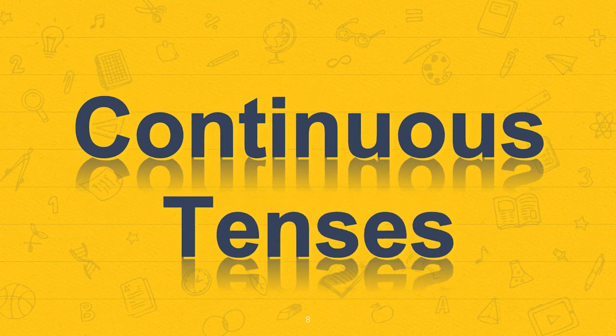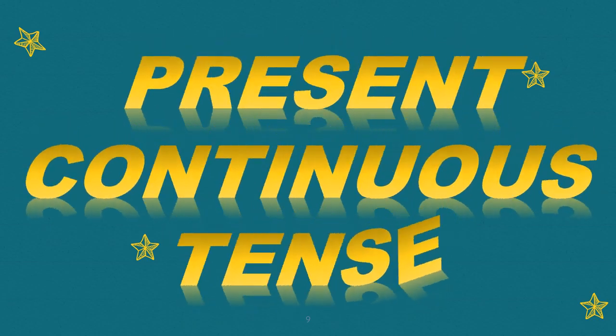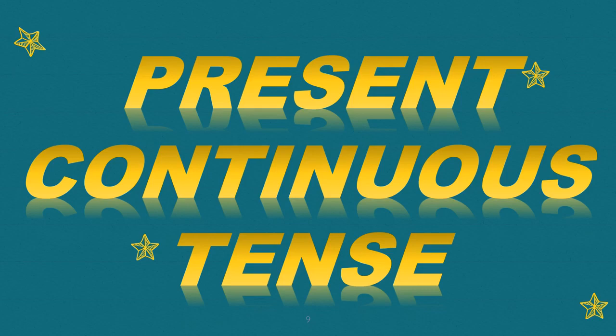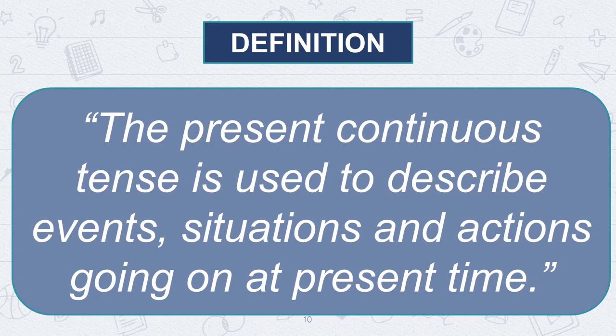Now we shall read continuous tenses in detail. So our first continuous tense is present continuous tense. What is present continuous tense? The present continuous tense is used to describe events, situations, and actions going on at present time. Okay, it expresses the events, situations, or actions which are going on at the present time.